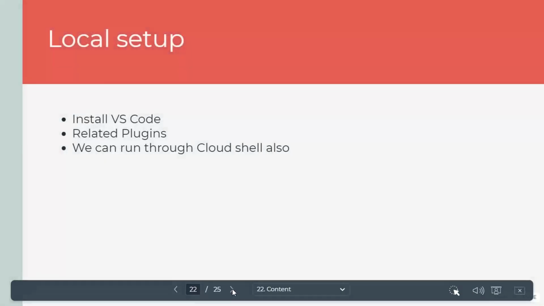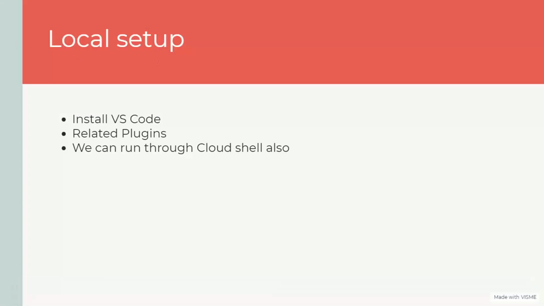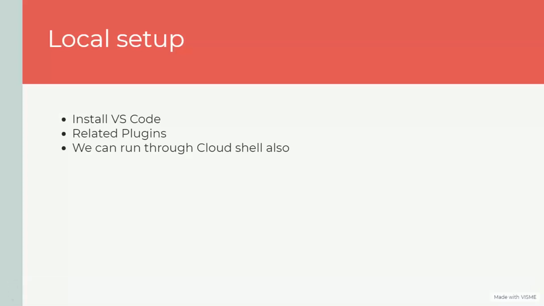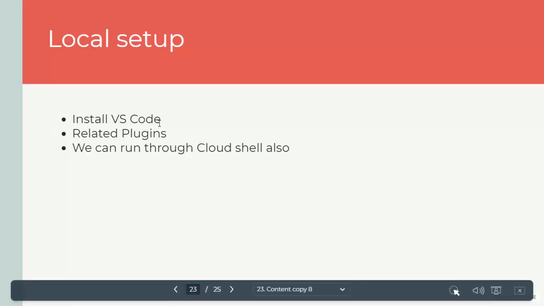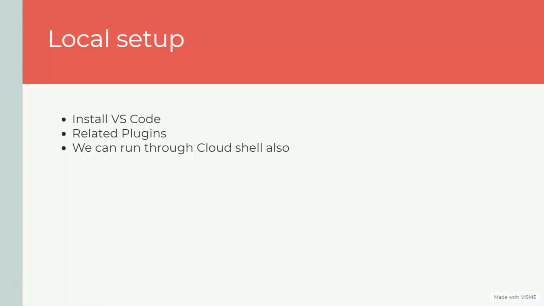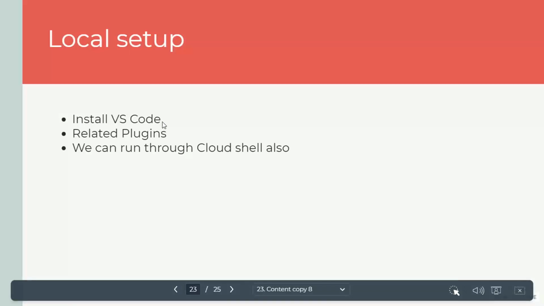Okay, so the next one is the local setup. For example, you are just going to make a .tf extension file only. So mostly you don't need an extensive IDE like Visual Studio or Eclipse. You just need a code editor like VS Code. Maybe you can do the same thing with Notepad++ or anything. We just need the code editor alone. So that's why we are just going to install VS Code.